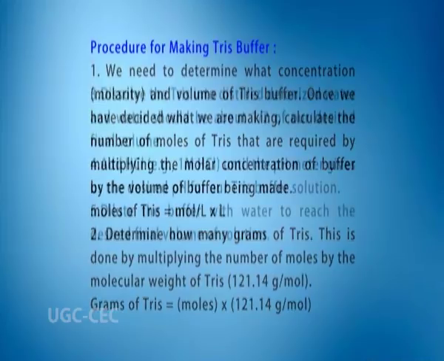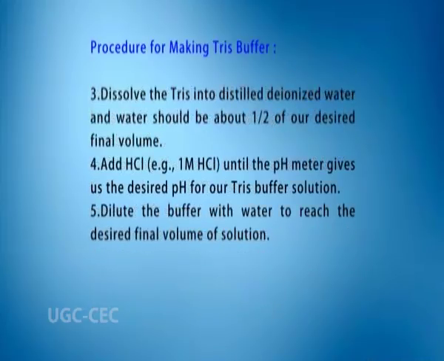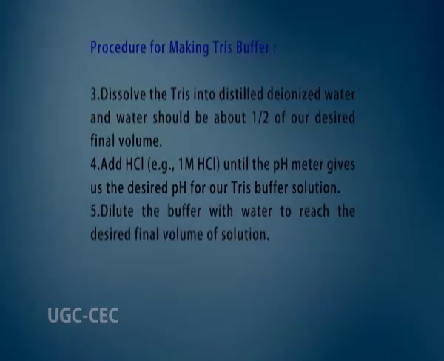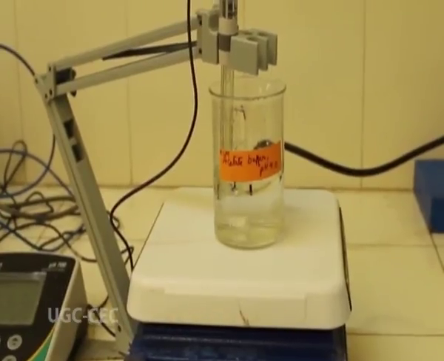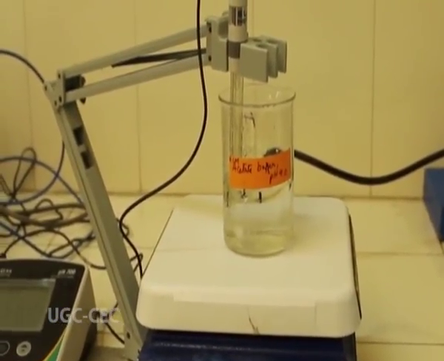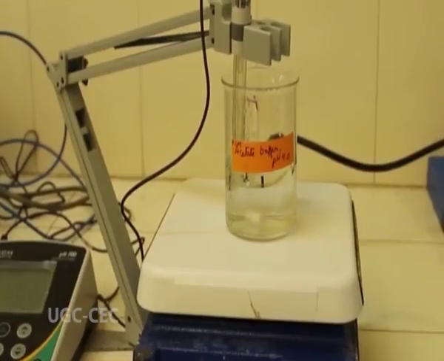So, grams of tris is equal to moles times 121.14 grams per mole. Dissolve the tris in distilled deionized water, and the water should be about half of our desired final volume. Add HCl, for example 1 molar HCl, until the pH meter gives us the desired pH for our tris buffer solution. Dilute the buffer with water to reach the desired final volume of solution. Similarly, we can also prepare other buffers like acetate buffer, borate buffer, etc.